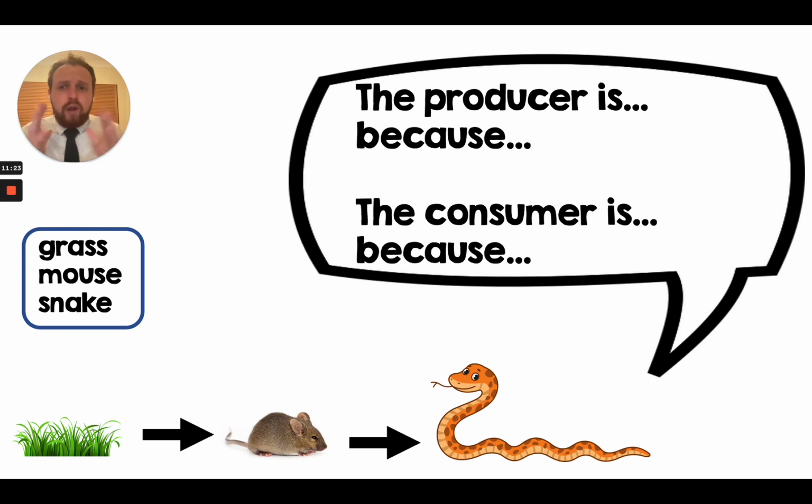Okay, in this food chain, what is the producer and why? And what are the consumers and why? So the producer is because, the consumer is, or the consumers are because. So hit pause now and try and say in those full sentences, what is the producer and what are the consumers here? Hit pause.